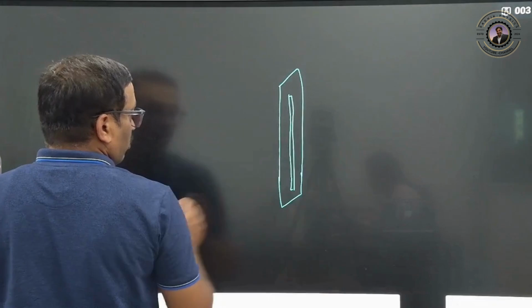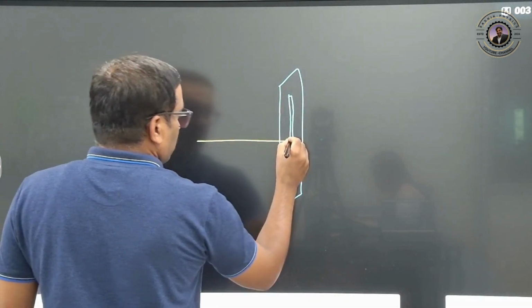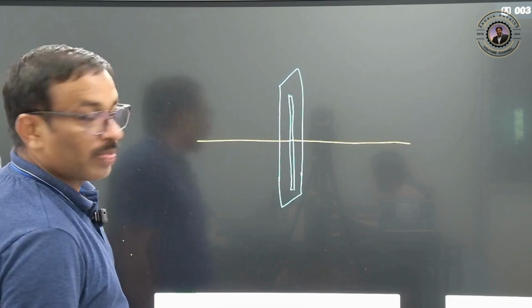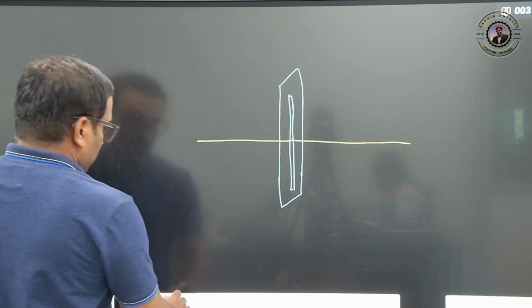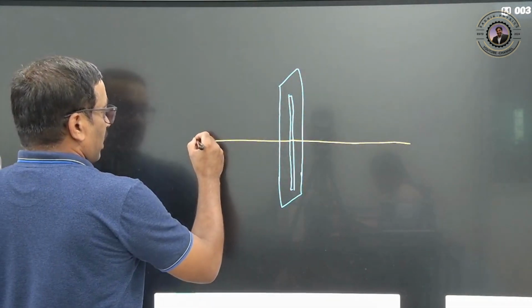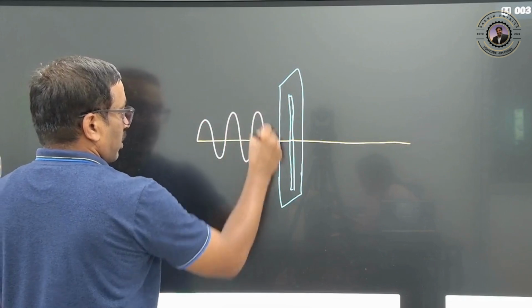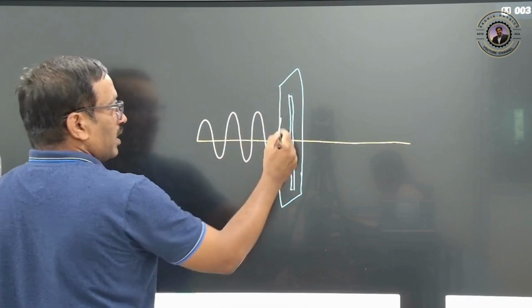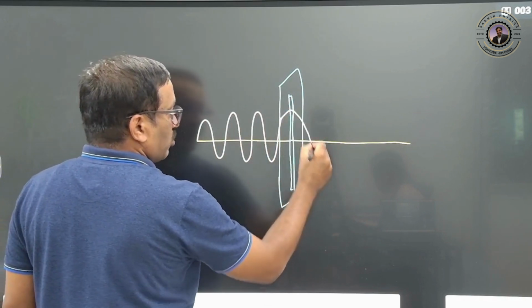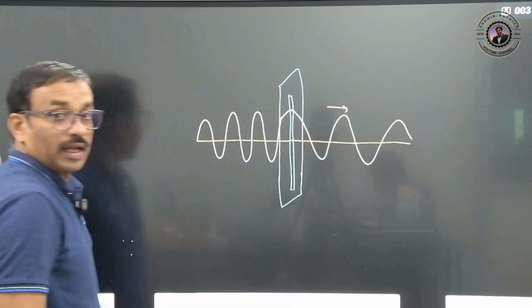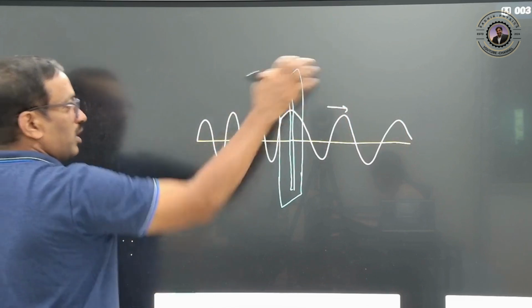Now what we are going to do is pass a rope through this slit. Suppose I make oscillations of this rope like this. However this opening is there, the wave will definitely be able to pass through it. So there is no disturbance.